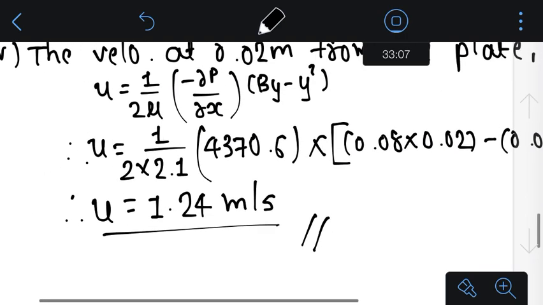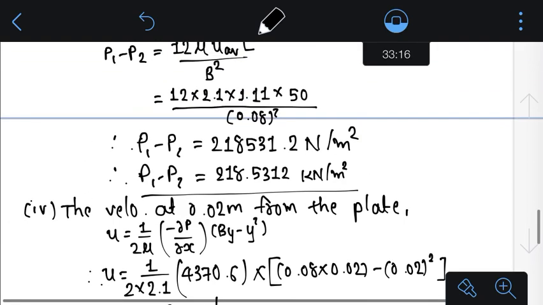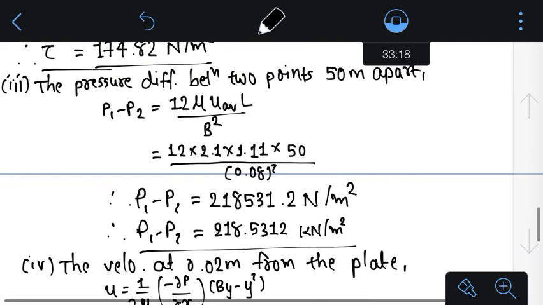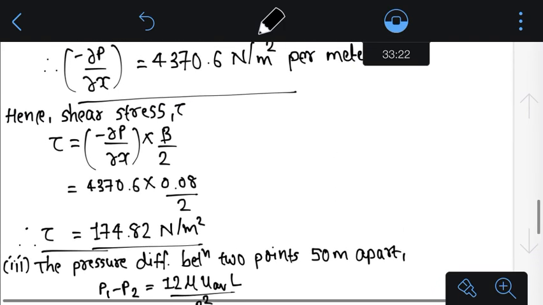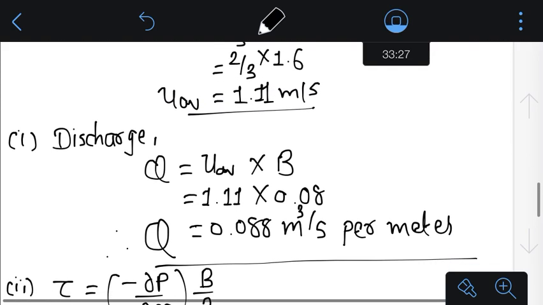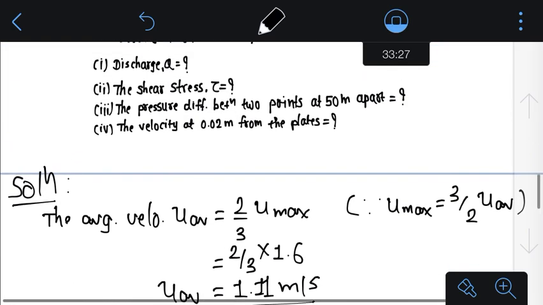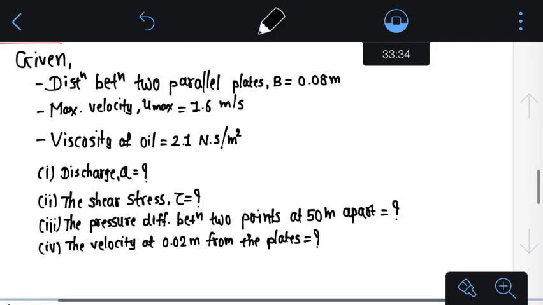So we have calculated this example, and as you can see, we have solved all 4 objectives: the velocity at 0.02 meter from the plate, the pressure difference P1 minus P2 between 2 points placed 50 meter apart, the shear stress tau, and also the discharge per meter, right? So this was the simple example I have taken in this video for your understanding, so that you can know how to use those equations for solving different forms of examples, right?